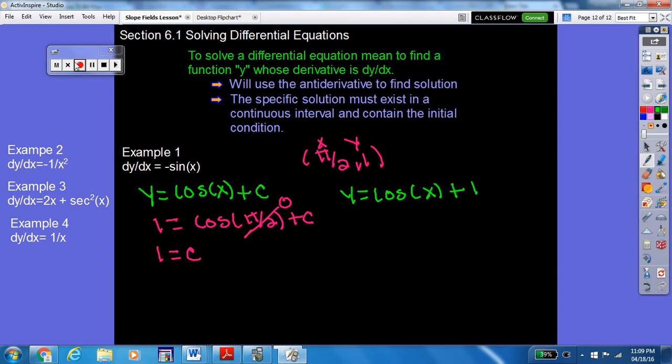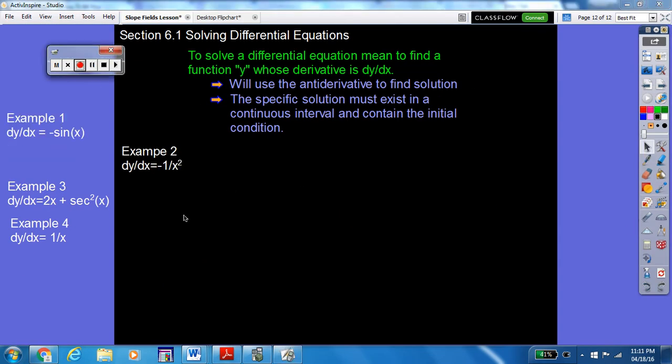And now we're going to do a second example. This example that we're going to work on is a little bit different because it contains a discontinuity. So let me rewrite it so you can see how this really looks. It's negative 1 over x squared. This is the differential equation, negative 1 over x squared. So what we're going to go ahead and do is we're going to take the antiderivative of this. And in order to do that, we can bring this guy upstairs.